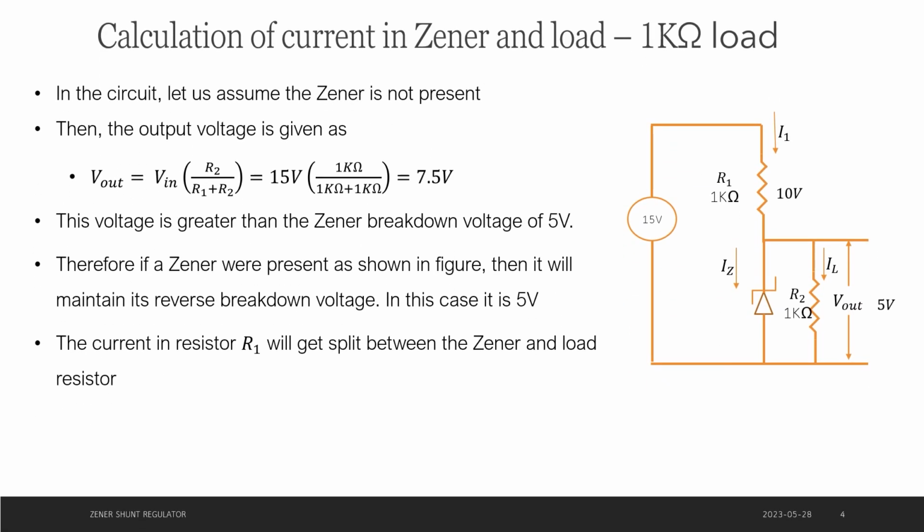For simplicity, let us assume that the Zener diode is not present in the circuit. Now, the circuit is similar to that of a voltage divider circuit. The output is given as 7.5 volt for the given corresponding resistors. This voltage of 7.5 volt is greater than the Zener breakdown voltage of 5 volt. Therefore, if a Zener were present as shown in the figure, then it will maintain its reverse breakdown voltage. In this case, it is 5 volt. I1, which is the current flowing in the resistor R1, will be split into IZ and IL.